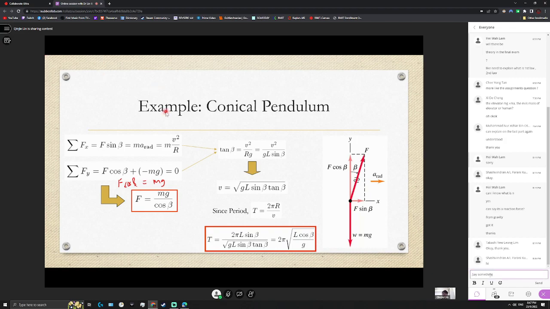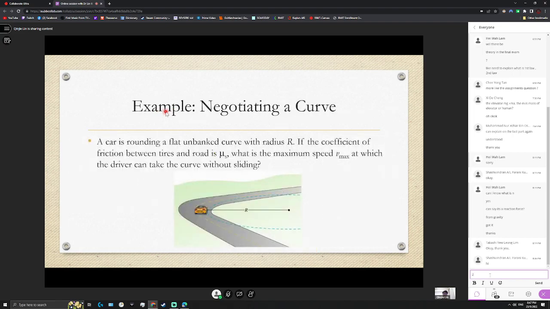Yeah, no questions, then we continue into another example, negotiating a curve. A car is rounding a flat unbanked curve, radius r. If the coefficient of friction between tires and the road is mu s, what is the maximum speed Vmax at which the driver can take the curve without sliding?